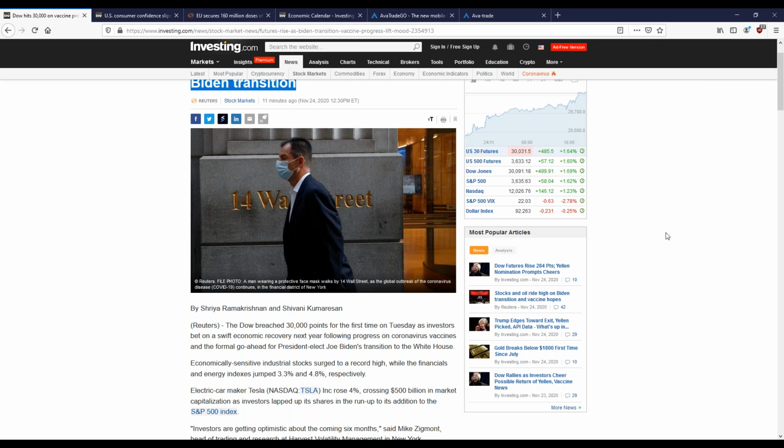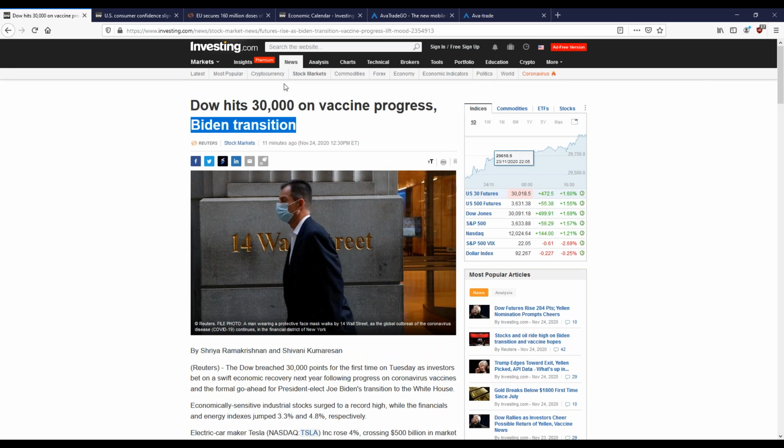Okay, so as it gets closer to those January runoff elections, be ready for some volatility, especially if it starts to look like the Democrats could pull both those seats. You could see the markets respond pretty strong. Okay, so again, that would bring uncertainty again, right?